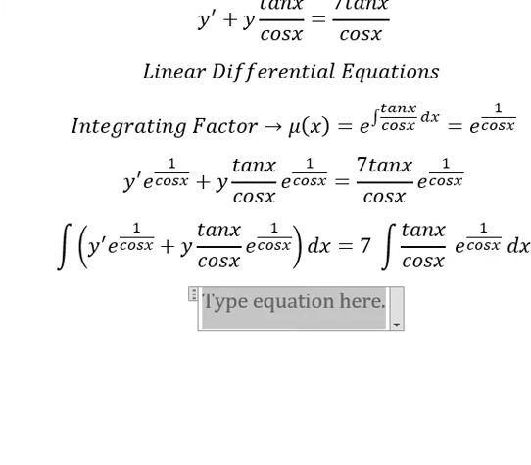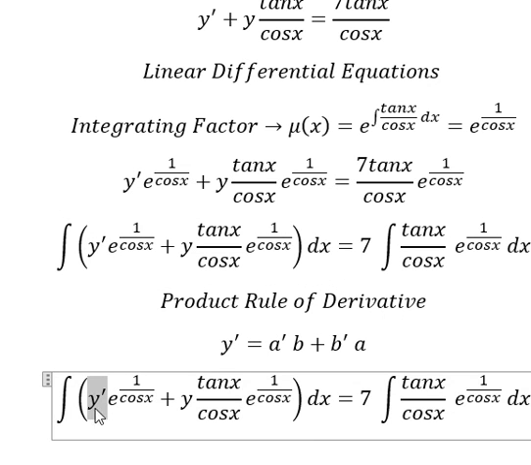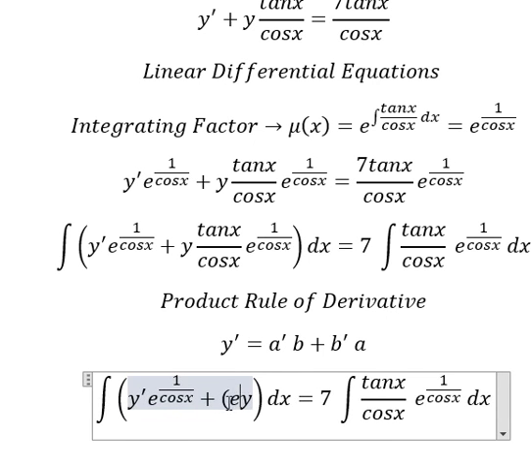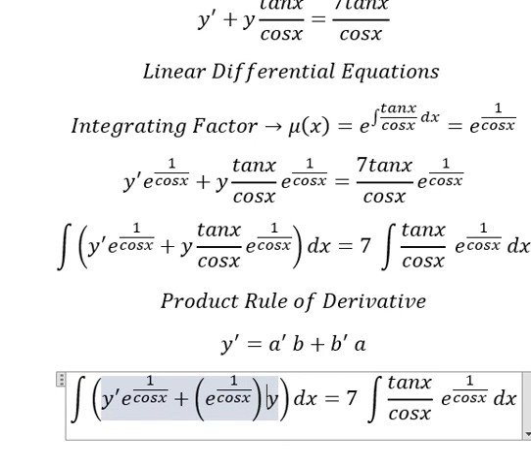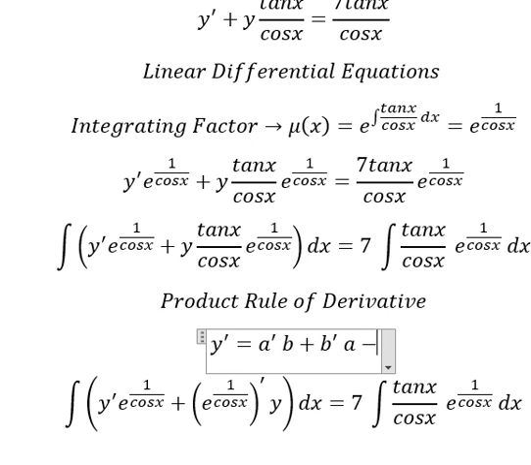So we can use the product rule of the derivative. So we have the first derivative of y equals the first derivative of a multiplied by b plus the first derivative of b multiplied by a. So we have the first derivative of a multiplied by b, and this one is the first derivative of b multiplied by a. So the integration of this one, we have y equals ab.